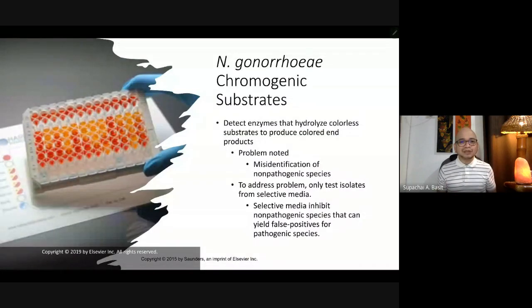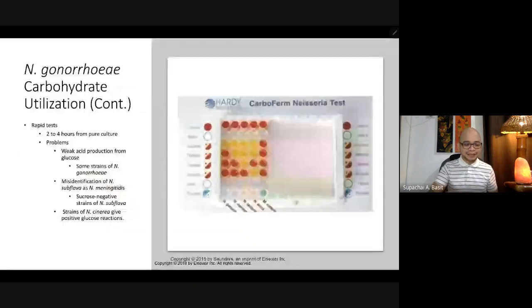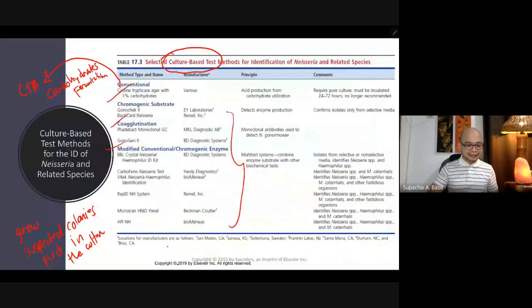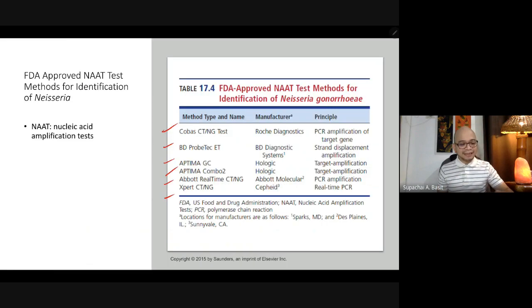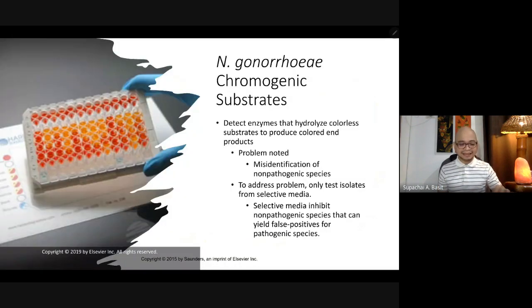And then there's also what you call the chromogenic substrates, the GonoCheck and the BactiCard Neisseria. These detect enzymes that hydrolyze colorless substrates to produce colored end products. So again, the problem noted here would be misidentification of non-pathogenic species, and to address the problem, we should only test isolates coming from the selective media.